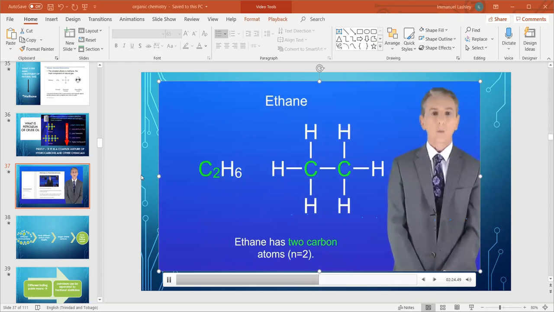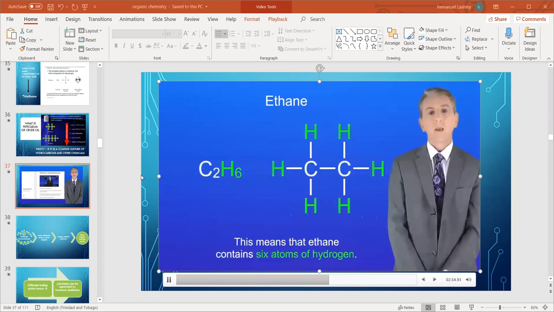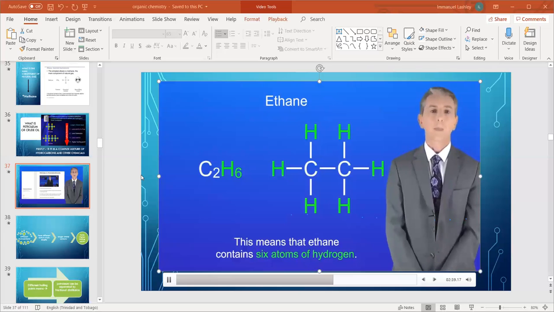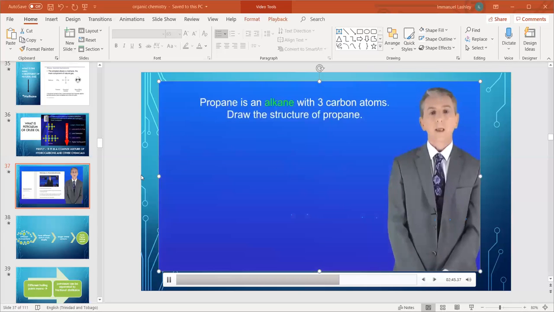Looking at ethane, we can see that ethane has 2 carbon atoms. So in this case, n equals 2. To work out the number of hydrogen atoms, we multiply 2 by 2 and then we add 2. This means that ethane contains 6 atoms of hydrogen. Now, it's really important that you learn the general formula for alkanes. You could be asked to use it in your exam. Here's a sample question.